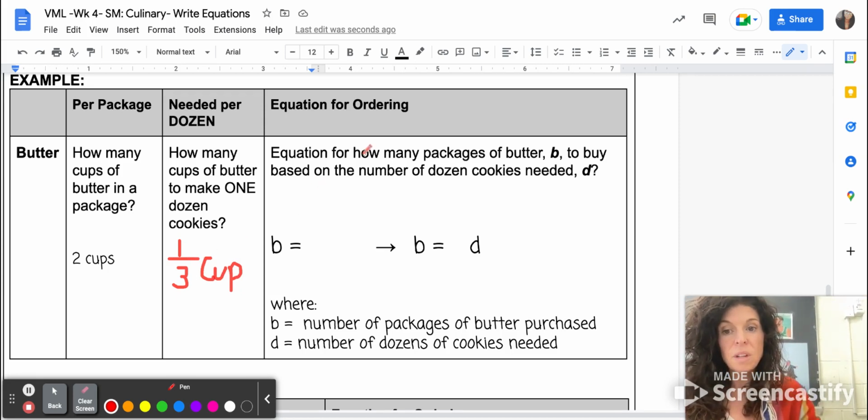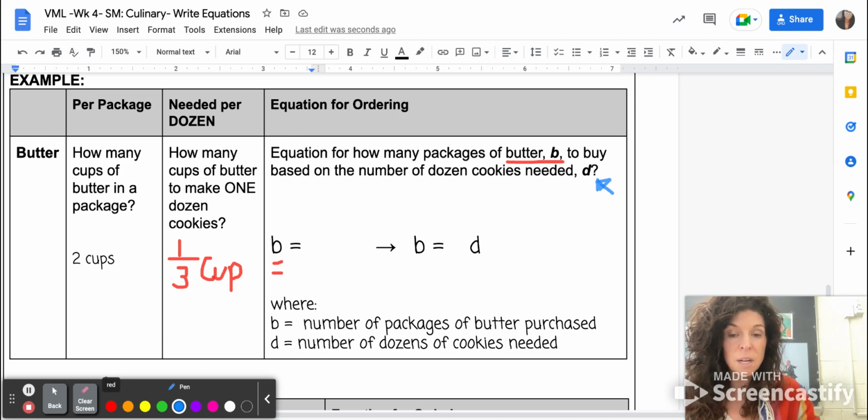Okay. So now with that information, we can write this equation. So we're writing an equation for how many packages of butter. Just like before, we're using a variable. We don't know how many packages of butter, so we're going to use B for the number of packages that we want to buy. And we're going to buy it based on the number of dozen cookies, D. So there's going to be a D in our equation.